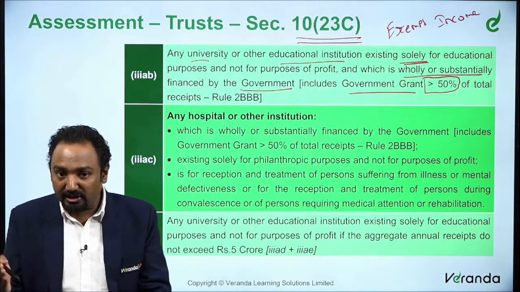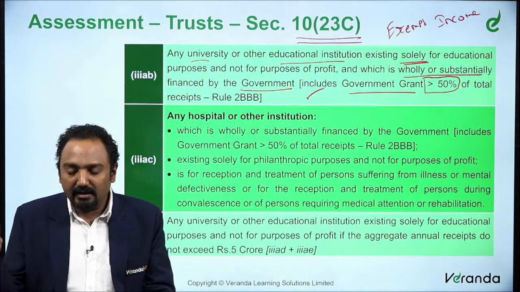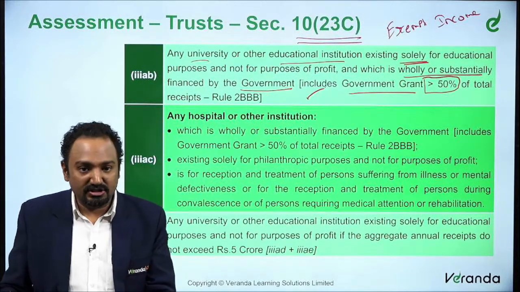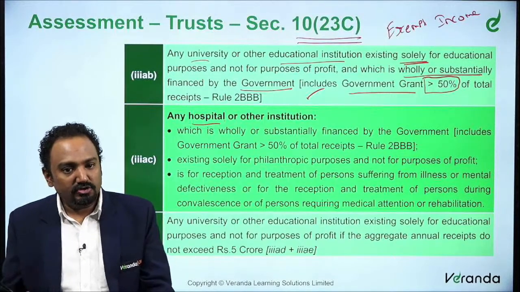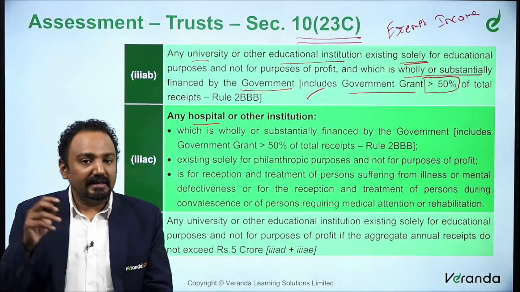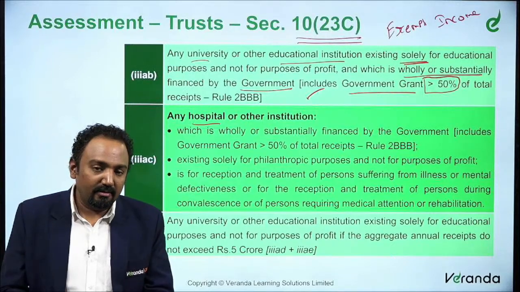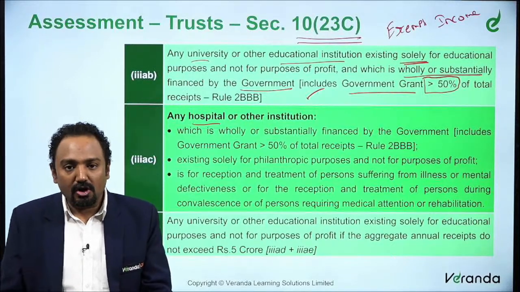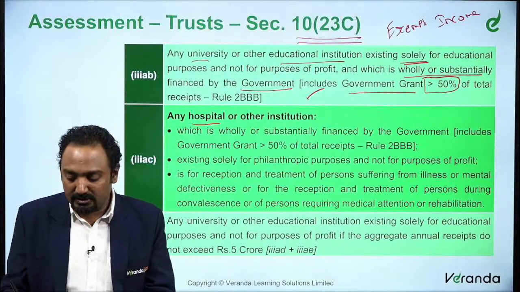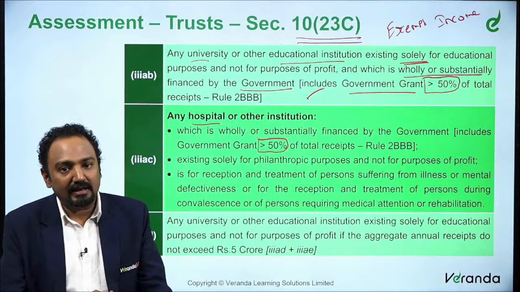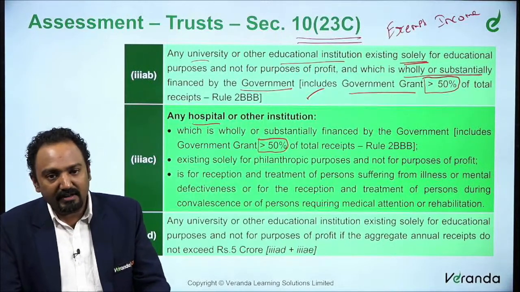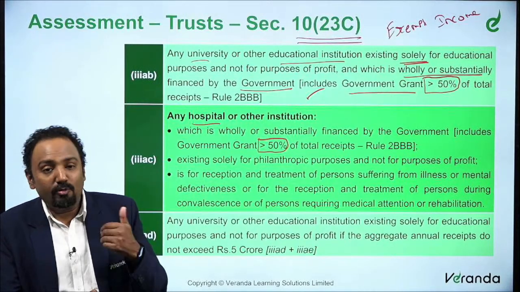If this is applicable, then this will be an institution covered under section 10, clause 23C. Similarly, it could be a hospital or other institution, and the same thing applies: it is wholly or substantially financed by the government, or it also includes a government grant which is more than 50% of the total receipts, as we discussed earlier. So in this case, it will be covered under 10(23C), but there are a few more things.